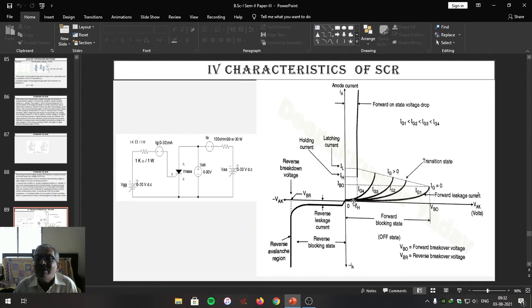You will get this particular curve. Next one is for IG2, which is greater than IG1. You will get this curve. Next is for IG3, this curve. Next is for IG4. IG4 is greater than IG3, IG3 is greater than IG2, IG2 is greater than IG1, and IG1 is greater than IG equal to 0, in general.